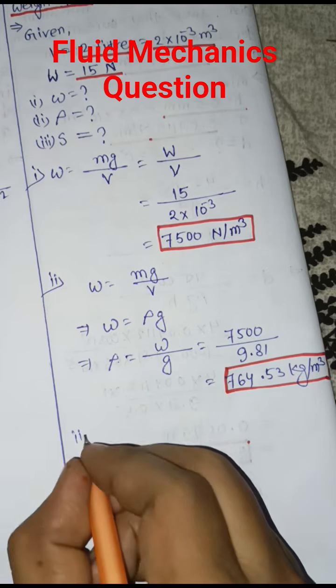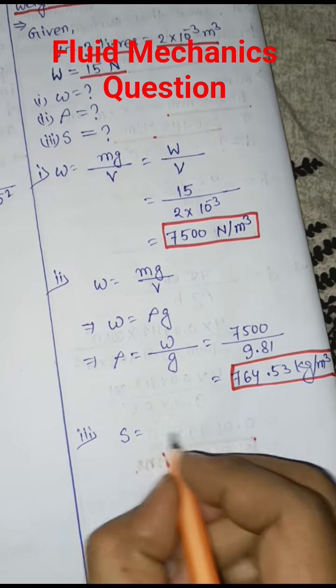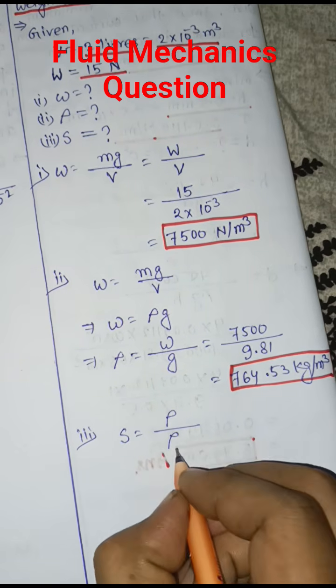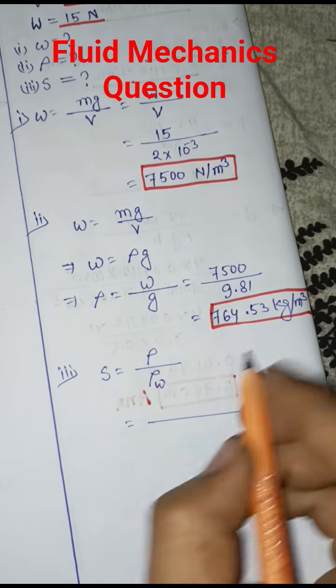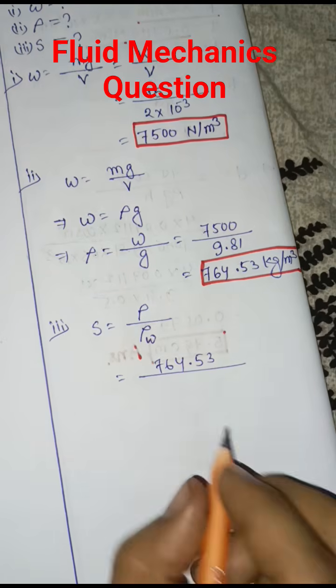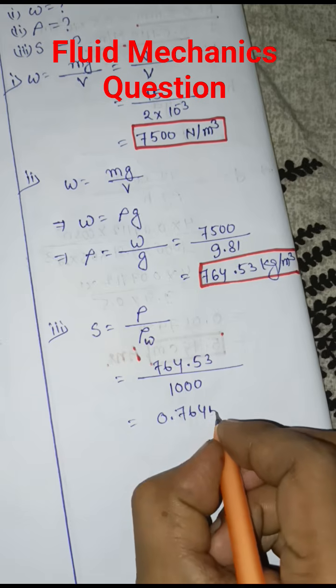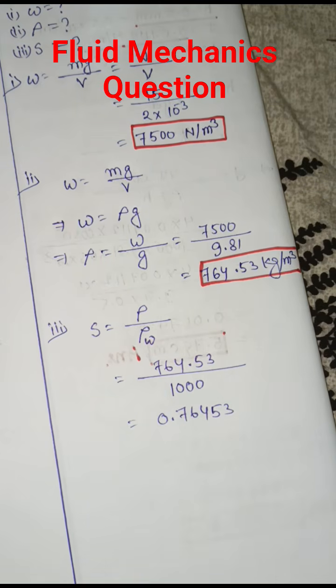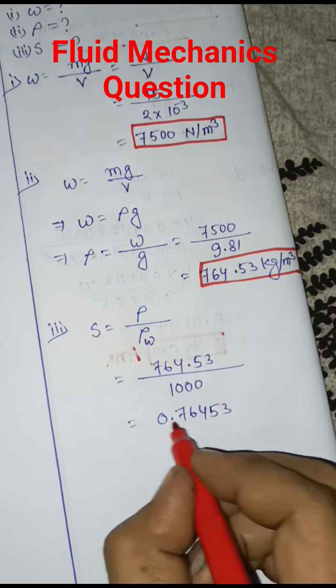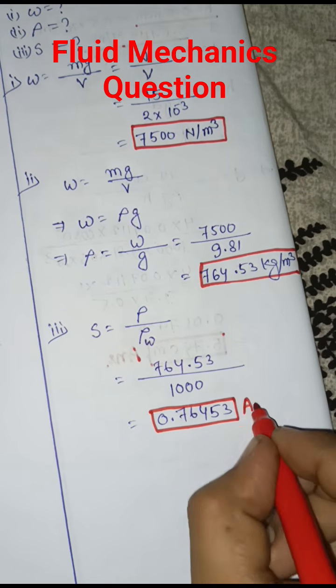For the third answer, if you want to calculate the specific gravity, we know that the formula is density of fluid by density of standard fluid, that is water. So what is the density of fluid? That is 764.53, and density of water we know is 1000. So from here we get 0.76453, and it has no unit. So this will be our third answer.